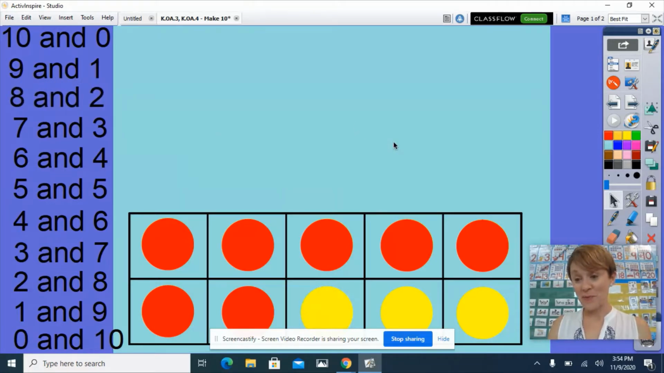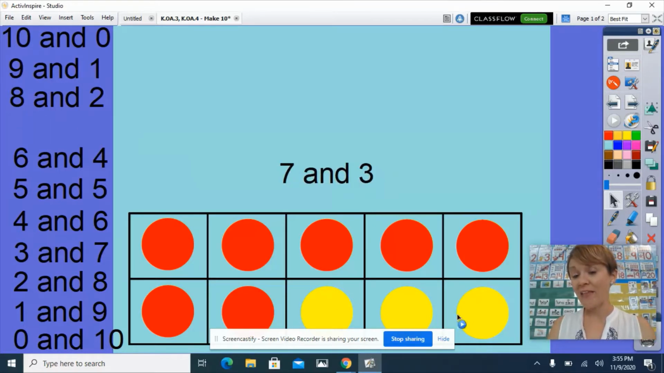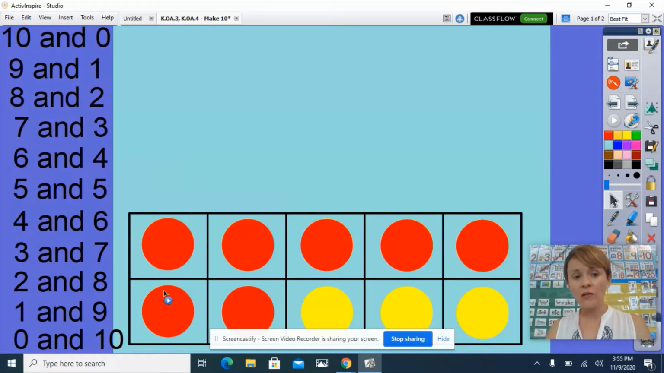I didn't take any chips away. My frame is still full, but this is a whole other combination to make 10. My red group changed and my yellow group changed. It's kind of funny because my red group keeps getting smaller, but my yellow group is growing larger. I have 7 red chips and 3 yellow. Another way to make 10. If I keep following that pattern, I can make 10 in all of these many different ways, just by flipping one more chip to yellow.